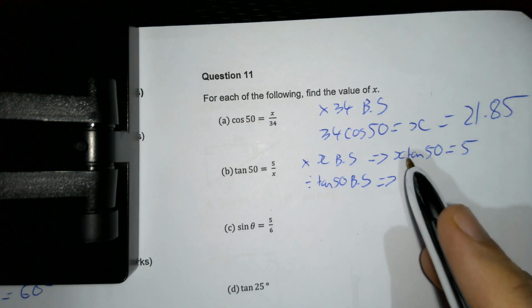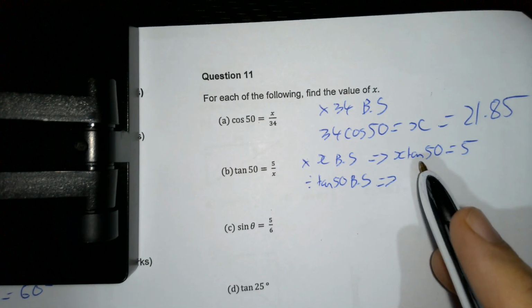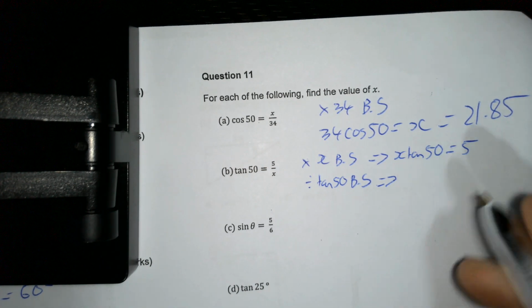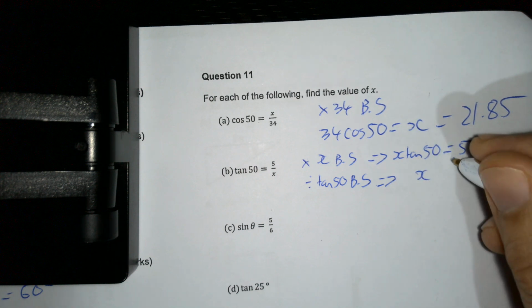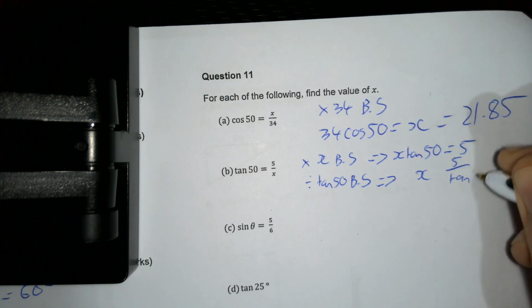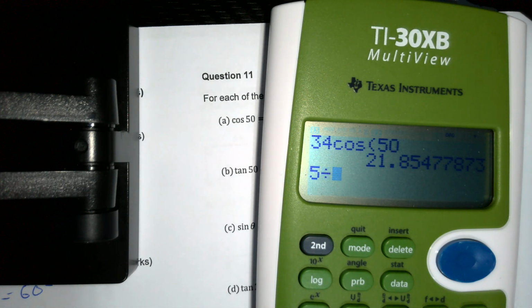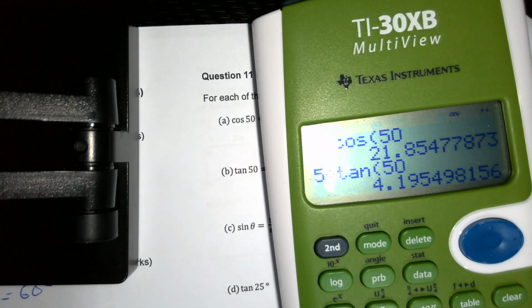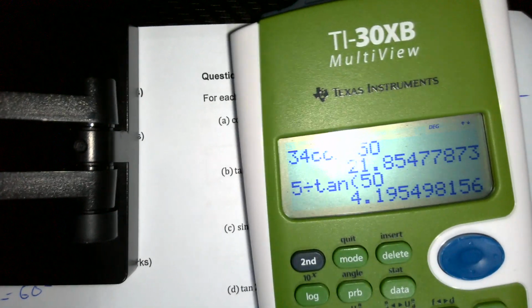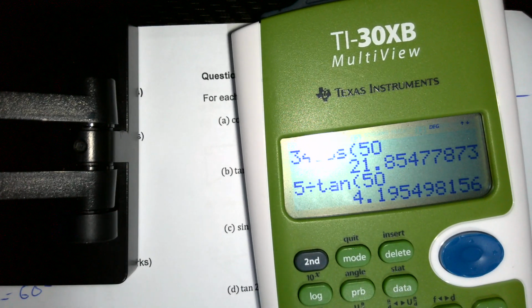So this one is multiplied by tan 50. If I divide by tan 50, they cancel each other out. You end up just getting x equals 5 over tan 50. You put that in your calculator, you get your answer. 5 divided by tan 50, 4.195. That can round up to 4.2.